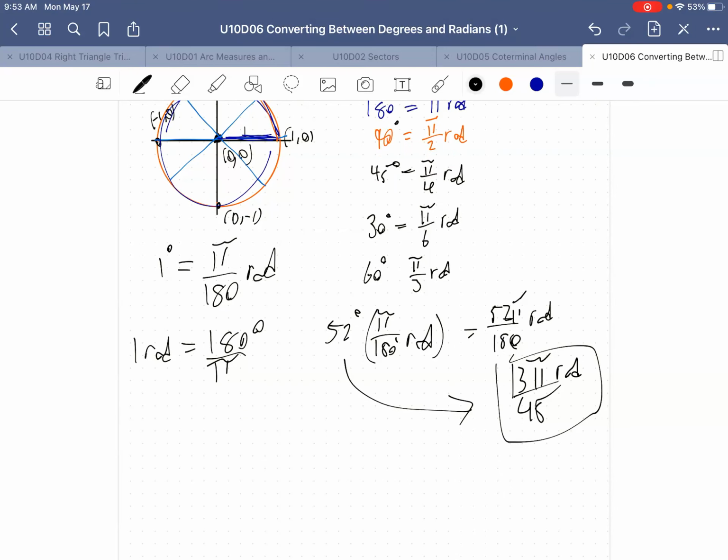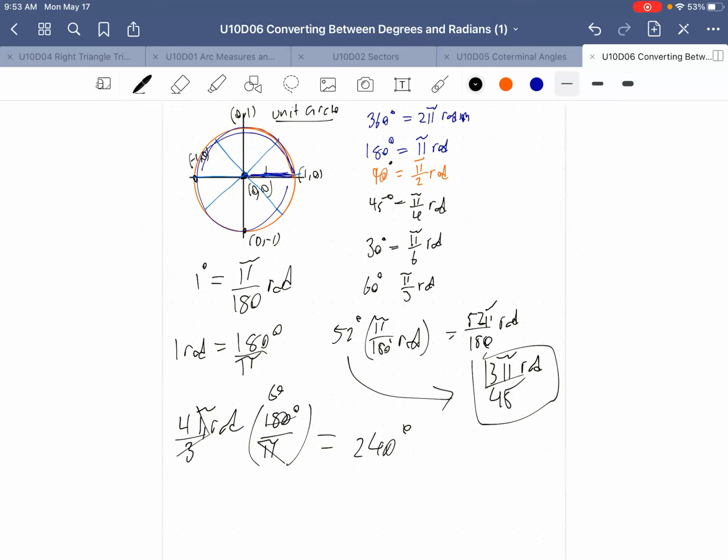We can convert in reverse as well. So if I told you I had, let's say, 4/3 pi radians, and I wanted to convert that into degrees, I'm going to multiply by 180 over pi, put degrees here. The pi's cancel out. 3 goes into 180 60 times, and this will be 240 degrees, which should make sense because we said pi over 3 was equal to 60 degrees, times 4 would be 240 degrees.